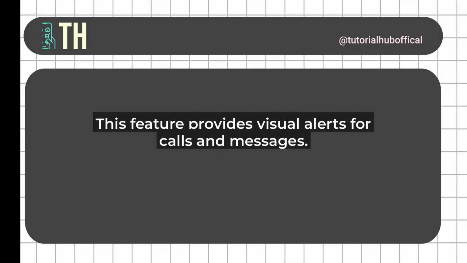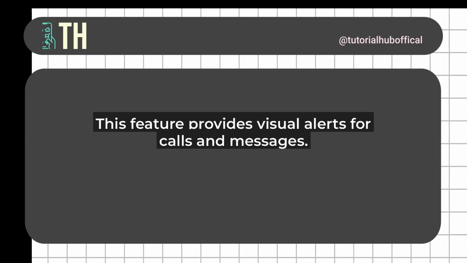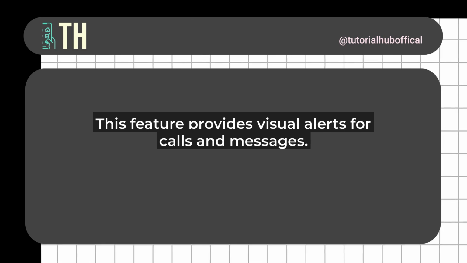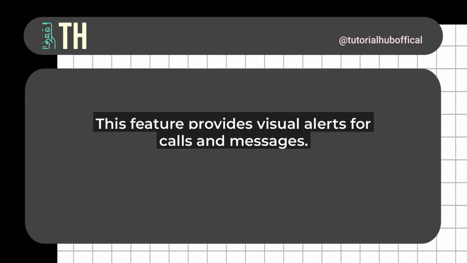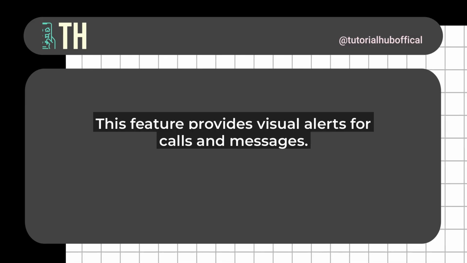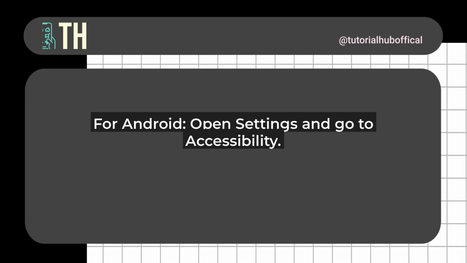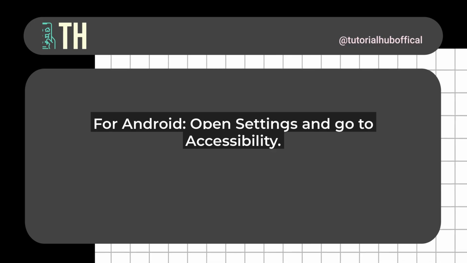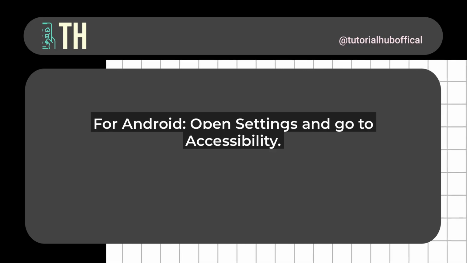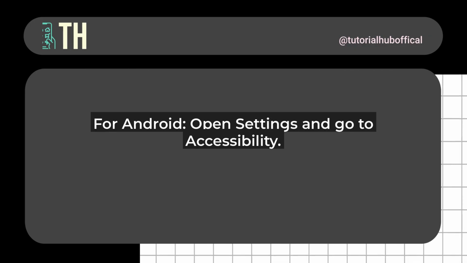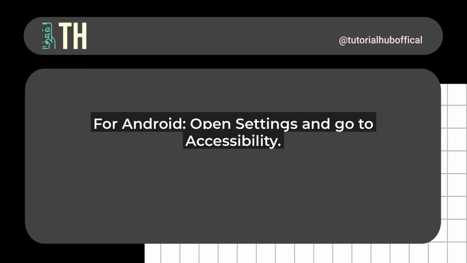First off, let's talk about why this is worth setting up. Flashing notifications use your phone's camera flash or screen to visually alert you, which is perfect for those with hearing impairments or anyone who wants a discreet notification system. Now, the steps might vary slightly depending on your phone's model and OS version, but I'll cover the most common ones. Starting with Android devices, which make up a big chunk of phones out there.